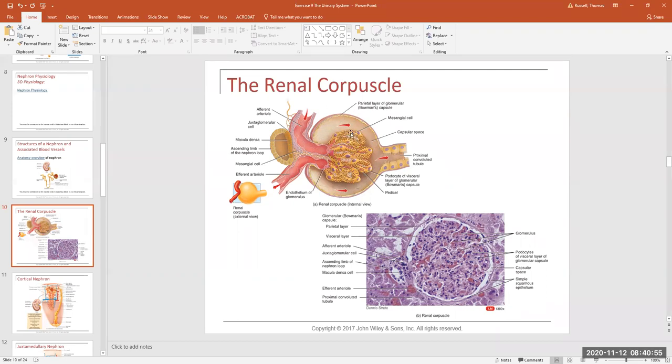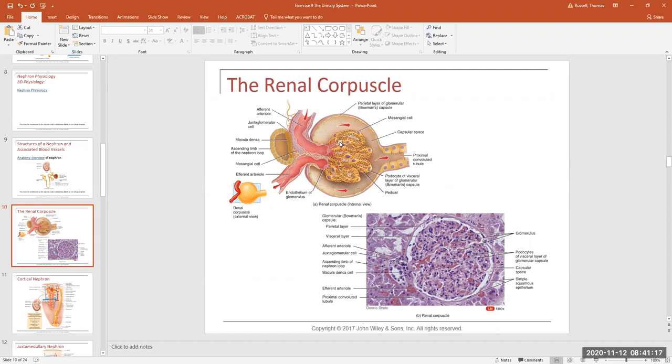The podocytes form what's called the visceral layer of the glomerular capsule. We have a parietal layer. It's formed by simple squamous cells on the inside of the capsule. And we have a visceral layer, which is formed by these podocytes. And in between the two layers is that space called the capsular space.